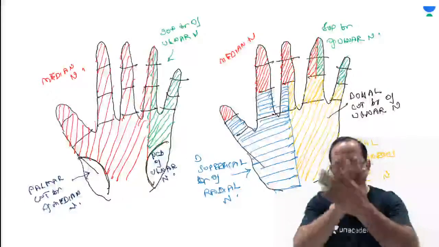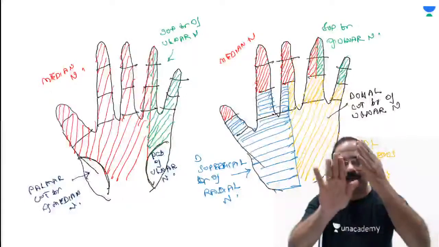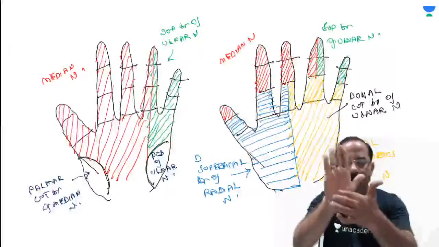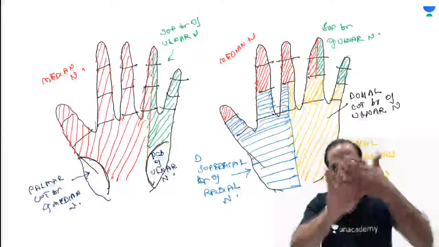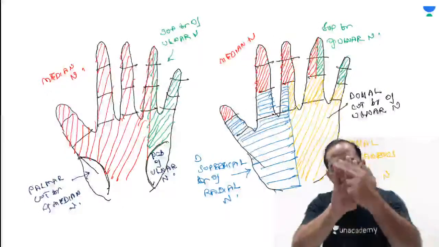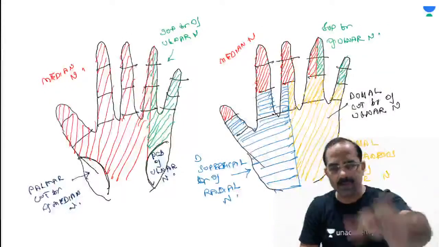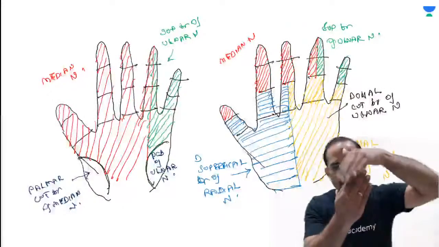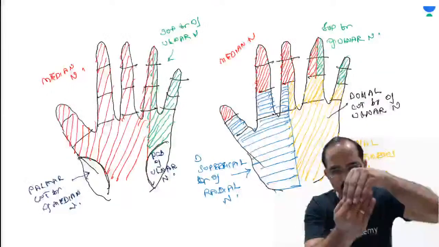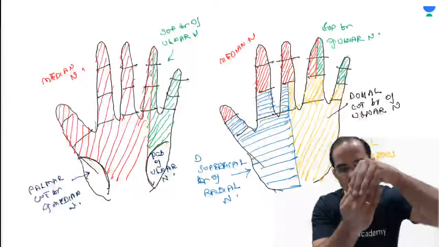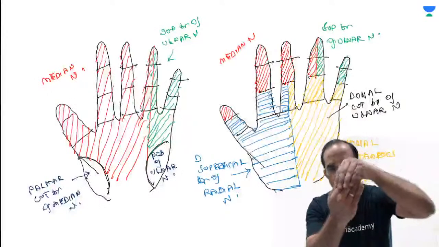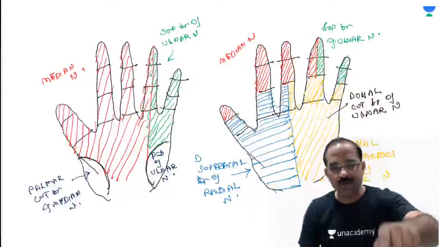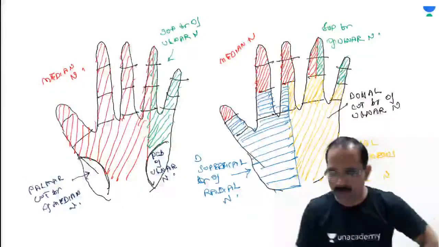Just once again, I'll repeat this for you. Cutaneous nerve supply of the hand. The skin over the thenar eminence, that's a palmar cutaneous branch of median nerve. The hypothenar eminence, that's a palmar cutaneous branch of ulnar nerve. 3.5 fingers supplied by median nerve. 1.5 fingers on the palmar aspect is the superficial branch of ulnar nerve. Coming to the dorsal aspect, 3.5 fingers except the proximal phalanges, median nerve. 1.5 fingers except the proximal phalanges, the superficial branch of ulnar nerve.